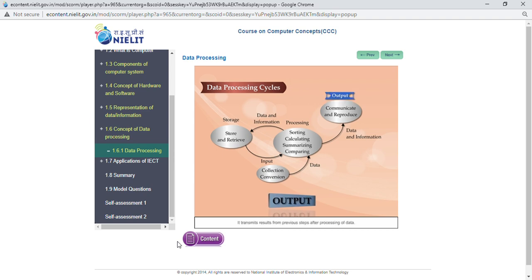Output. It transmits results from previous steps after processing of data. It depends on the use of a particular type of data. Sometimes output also needs decoding activity, which converts it into a user-readable form. Storage. The gathered output is stored in physical storage devices for future use.